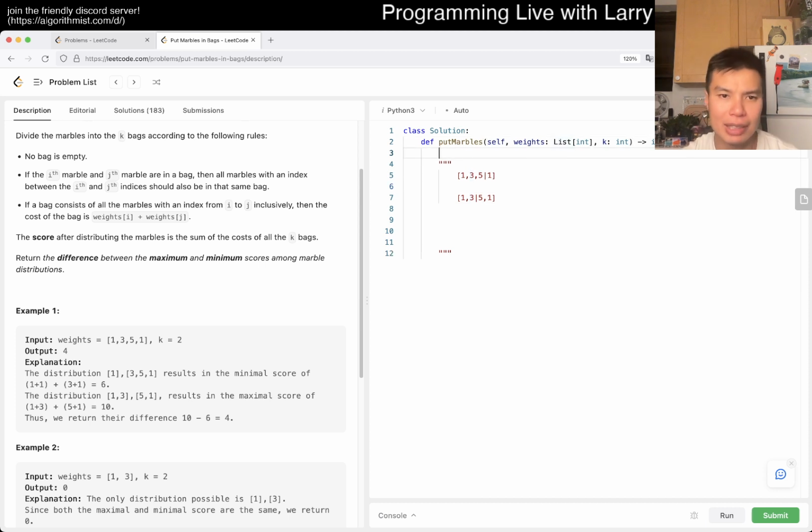Okay, so yeah, I think that's it really. Now we can do something like for x, y in zip of weights. This looks at adjacent things, right? So scores is equal to scores dot append x plus y.